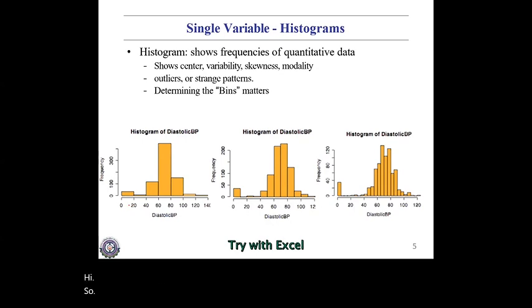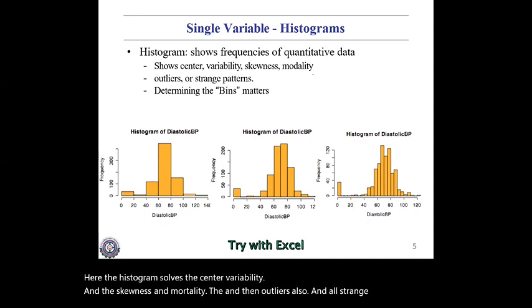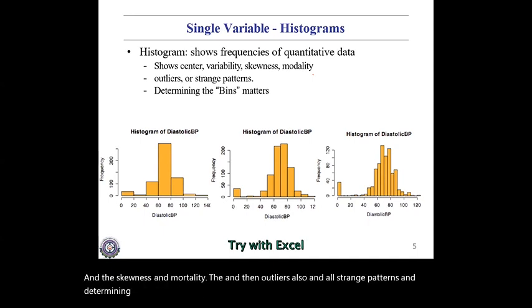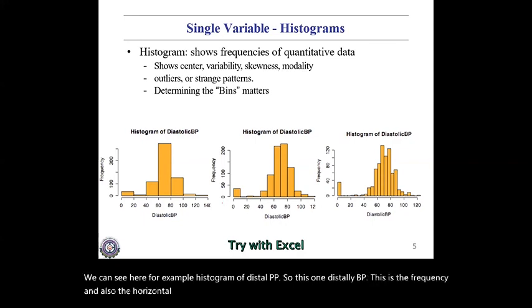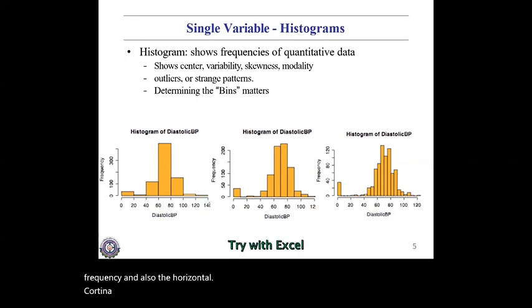Here the histogram shows the center, variability and skewness and modality, and then outliers also, or strange patterns, and determining the bin's method. So we can see here, for example, the histogram of diastolic BP. This one, the diastolic BP, this is the frequency, the horizontal coordinate here, the horizontal X. So let's say this is X, and this is Y.